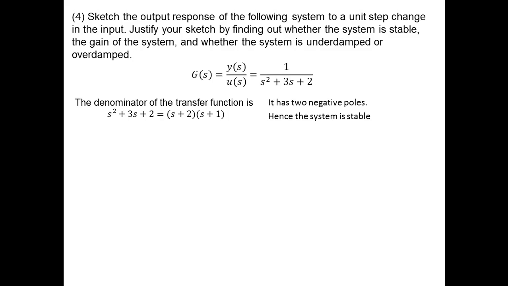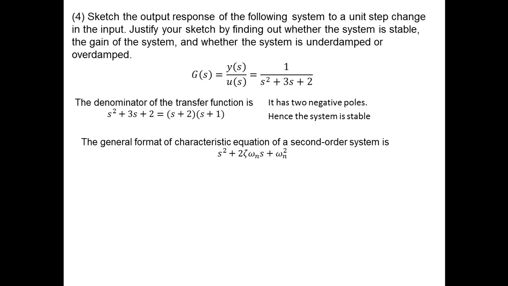If we have even one positive root in the right hand side of the complex plane, the system is unstable. If we have simple roots on the imaginary axis, the system is critically stable. Here, because we have two roots on the left hand side of the complex plane, it means the system is absolutely stable. Now I'm looking to see whether the system is underdamped or overdamped.